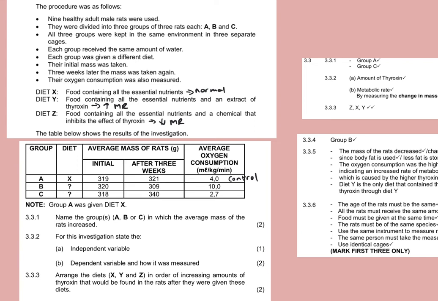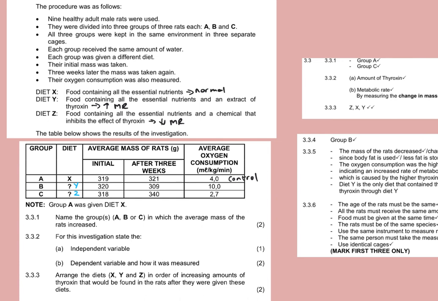But if you're looking here at the initial mass and the mass after 3 weeks, this group lost weight and this group gained weight. So already I'm thinking the group that loses weight has a high metabolism because they burn glucose more quickly. So already I'm thinking that this group was probably given diet Y, and the other group was probably given diet Z. That's my thought process, because this one gained weight. So they had a low metabolism, if you think back to the previous question.